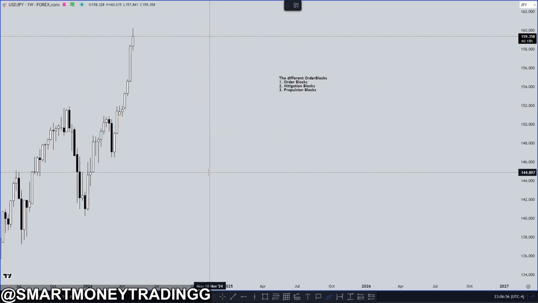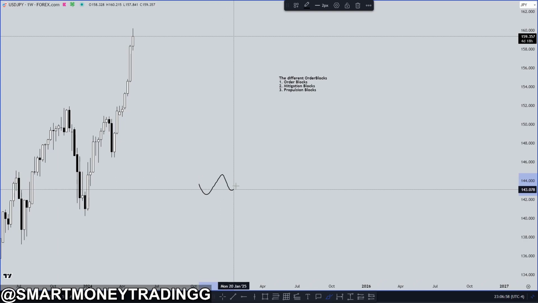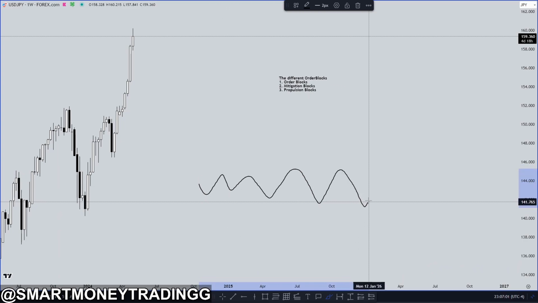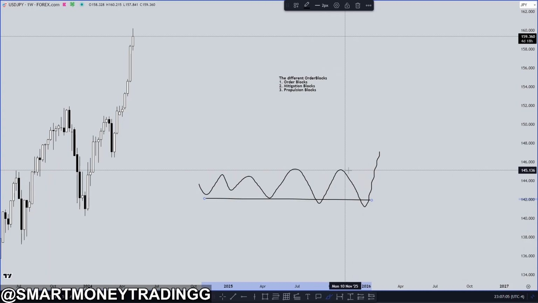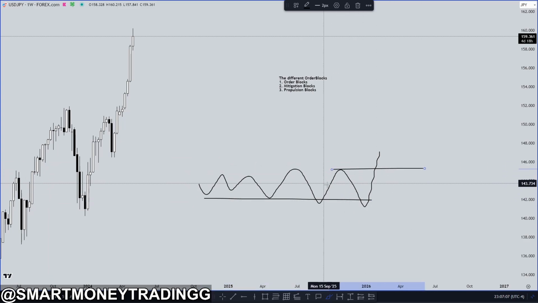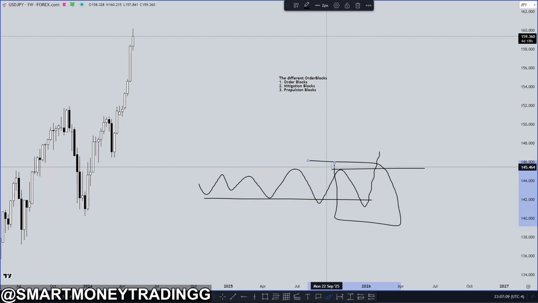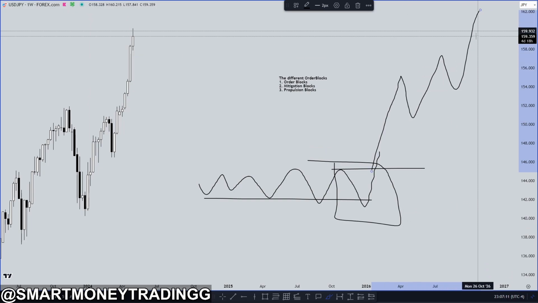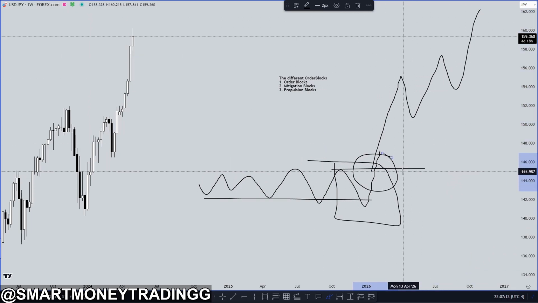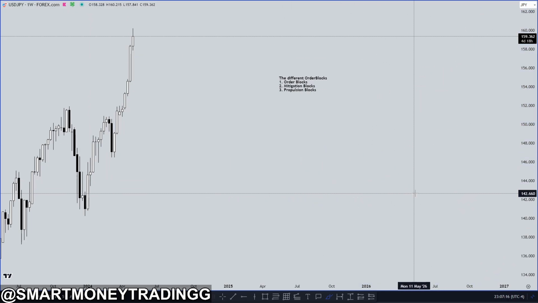The first one is going to be the original order block. The original order block usually forms whenever we're inside some form of consolidation and we sweep some form of manipulation. This order block is usually the first one before the big move starts to happen, and sometimes we will come back down into it, sometimes we won't. That's how it usually is.